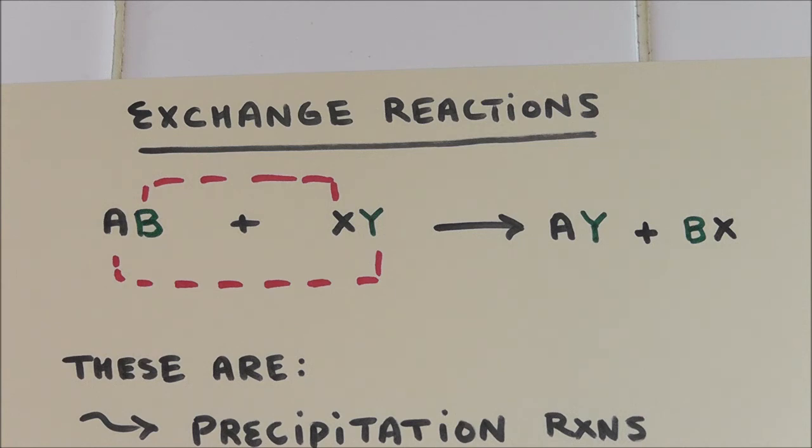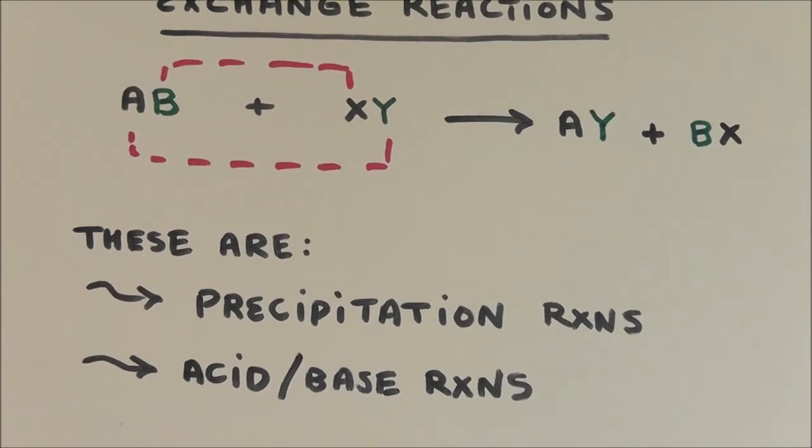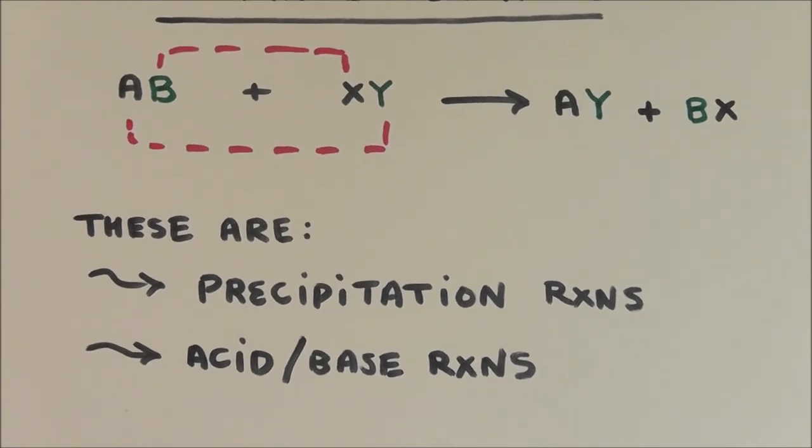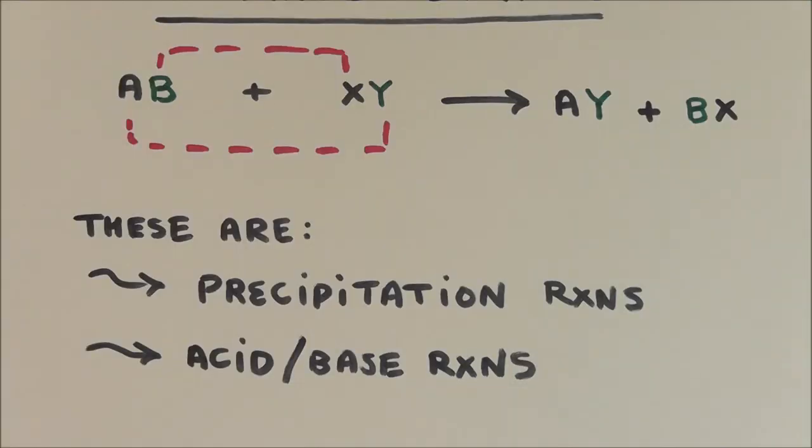There's basically three kinds of reactions. The two that we're going to talk about today and the next time are precipitation reactions and acid-base reactions. Those have the form of an exchange reaction. So let's get into it and let's talk about something specific, and then grab some solubility rules while we chat.